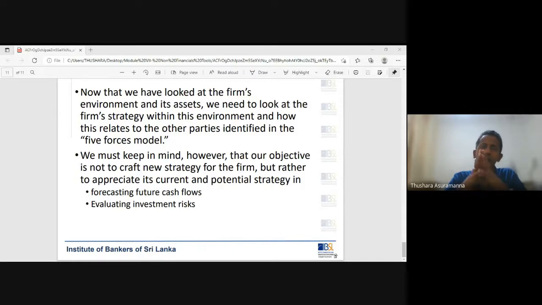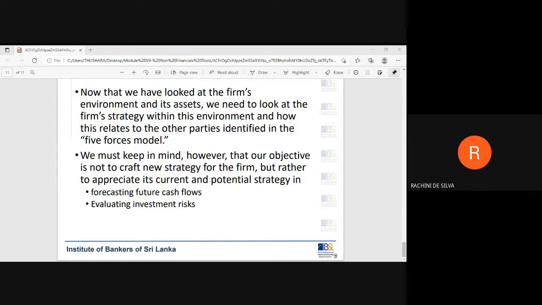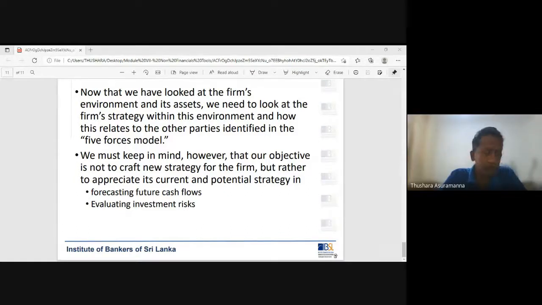Ravin, what's the next point? Rachini, what's the next point? Suppliers, bargaining power of suppliers. Yes, sir. Right. What do you think there?